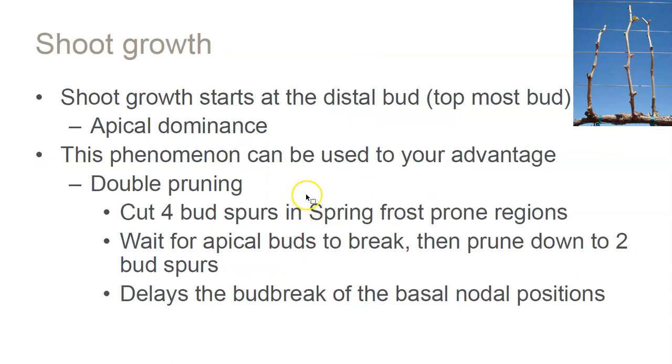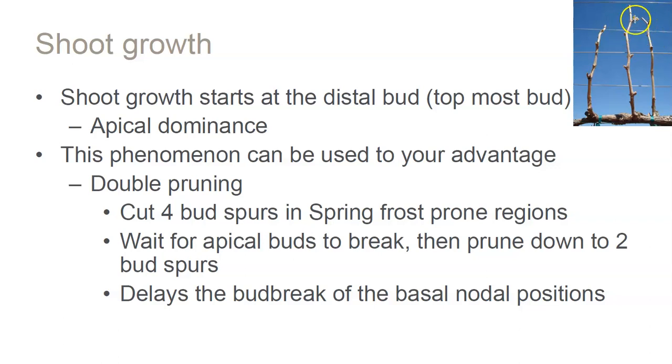Okay, so shoot growth in a grapevine has what's called apical dominance. So the upper shoots are going to push first. Okay, and then it's going to go down sequentially. So what you can see here is they've left these giant spurs. And then you can see this is starting to push up there, right?